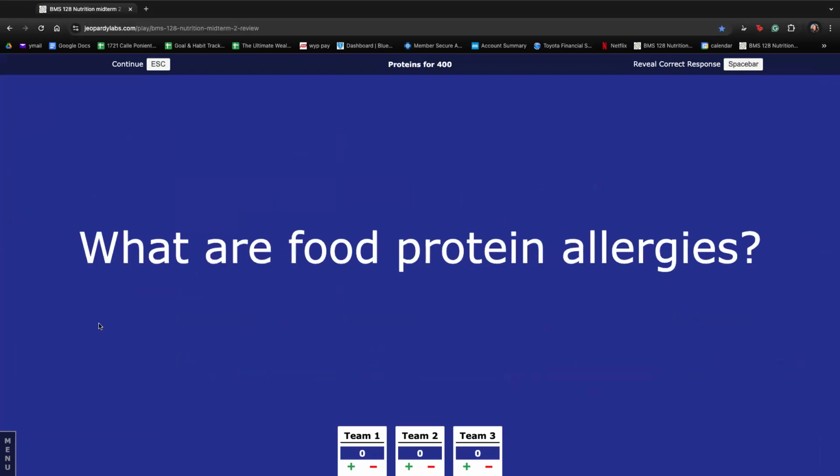What are food protein allergies? Nuts, eggs, soy, dairy, gluten. Yeah, these are examples of food protein allergies, but does anyone know what they are?